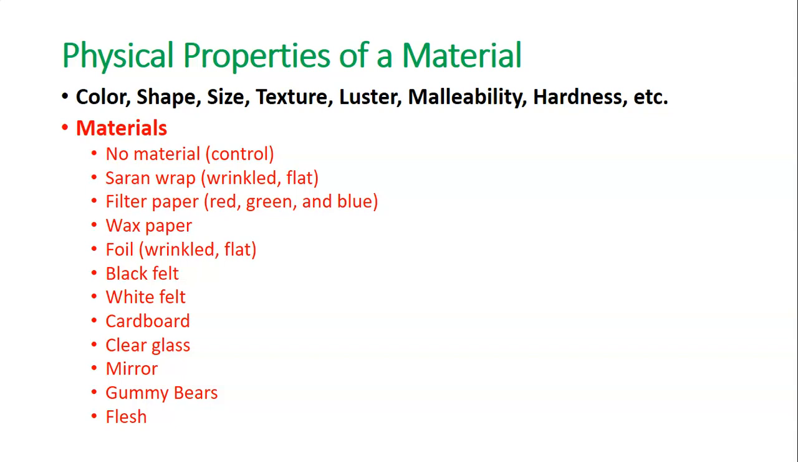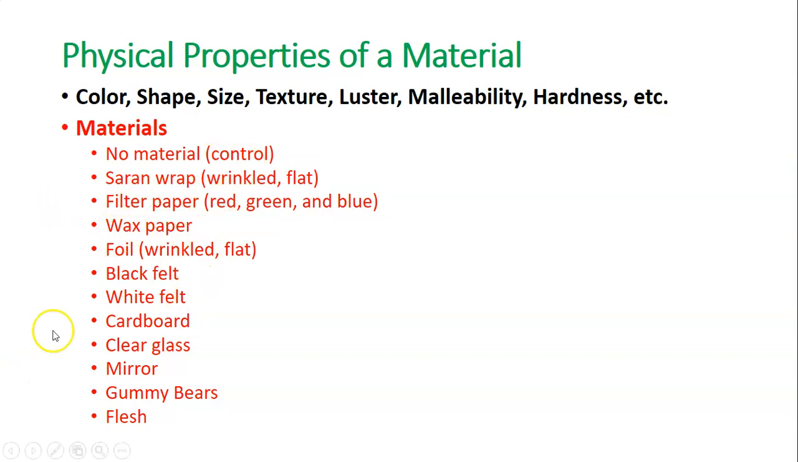So when we change, take a look at the materials. Obviously, the control trial is no material at all, right? You want to see what the target would look like if it was not being interfered with by a material in between. So we use saran wrap, filter paper. The filter paper is the red, green, and blue light that we used in our previous lab that I did as a demo. Wax paper. Wax paper is like parchment paper. It's like a milky color, and it's used for baking and cooking and things like that.